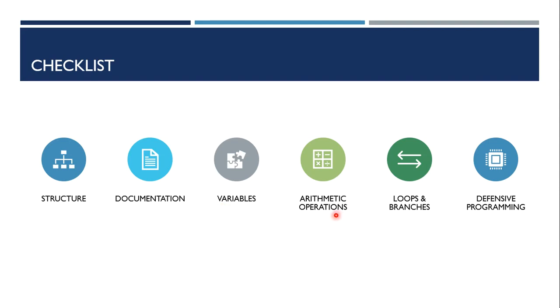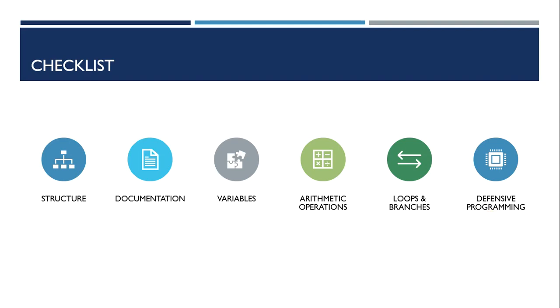Now if arithmetic operations are present, do these operations follow arithmetic rules? And for loops and branches, I'm looking if they are complete, are they correct, and are they nested properly? If there's a case statement, is there a default case? And for loops, are termination conditions available? Defensive programming is essentially the security of the code. Does it prevent unwanted users from accessing the software?